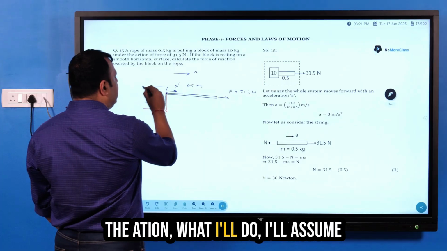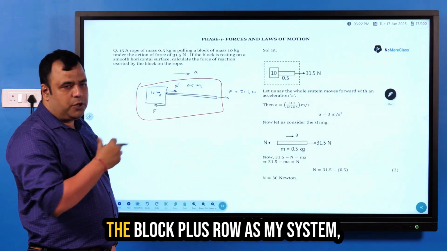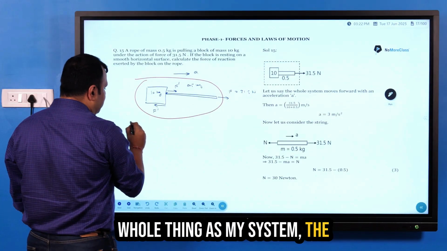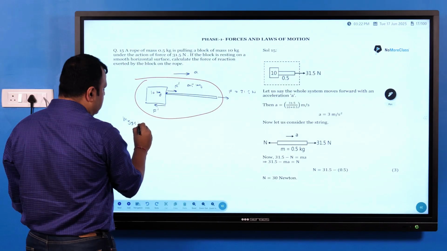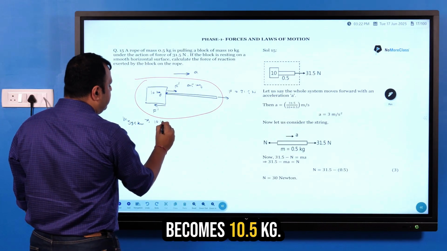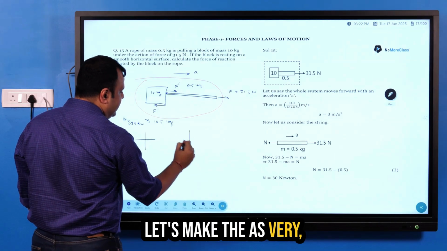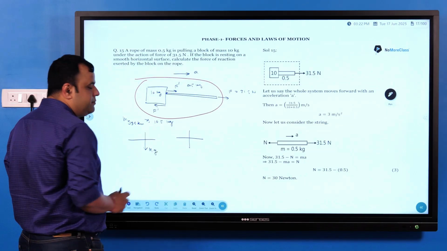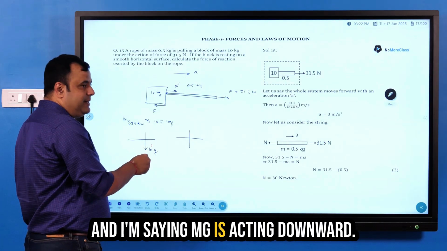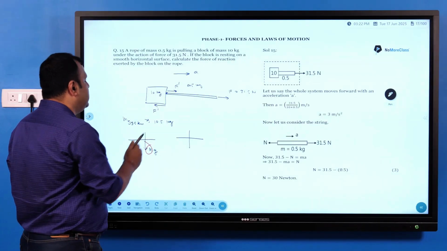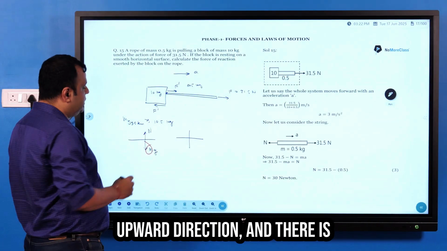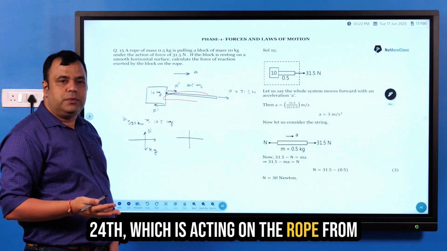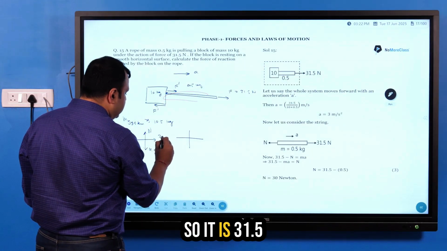To calculate the acceleration, I'll assume this whole system, the block plus rope, as my system. The mass of my system in this case becomes 10.5 kg. Let's make the FBD. The whole system: mg will be acting downward, where m is for the whole system. Normal reaction will be acting in the upward direction. And there is one force acting here. This rope is now a part of the system, so any force acting on the rope from the outside is acting on the system. So it is 31.5.